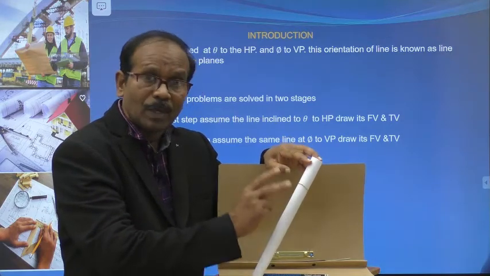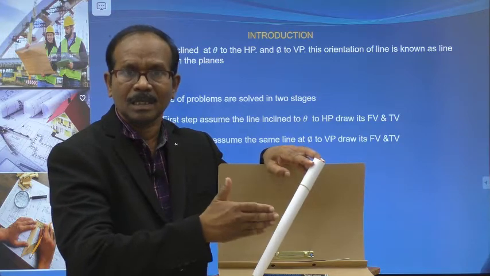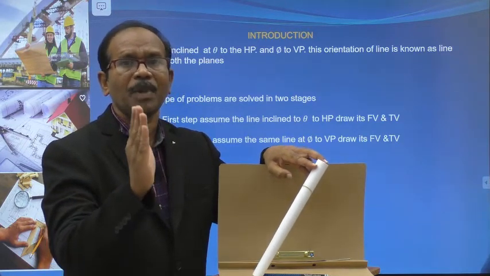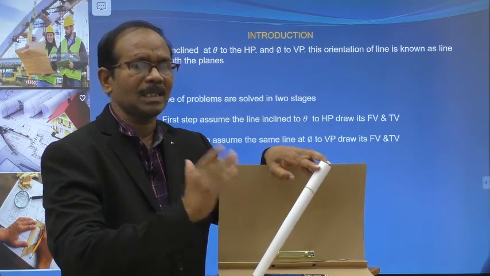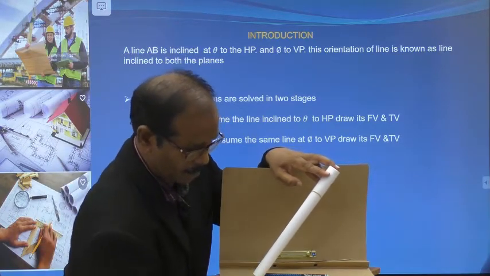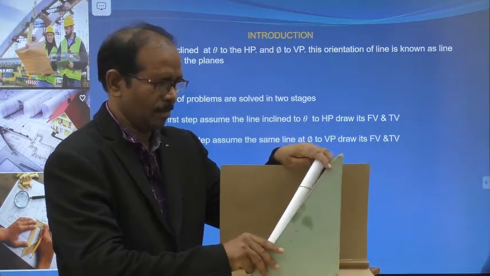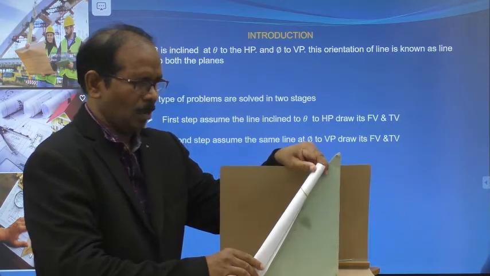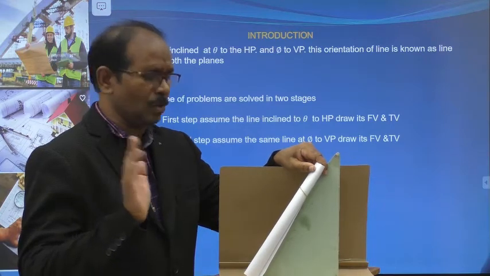While changing the orientation from previous to present, some changes occur. Identify those changes and implement them while drawing the problem. What are the changes? I am going to explain with a model. Observe, this is the model. Just watch carefully.